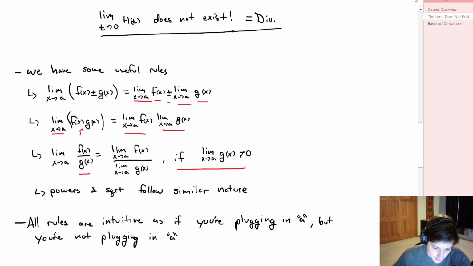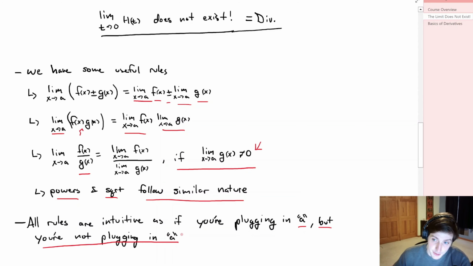You have a caveat though. You don't want to deal with this zero condition. And then powers and square roots, they'd follow a similar nature. And if you're having some intuition about this and you've seen similar things before for functions, well, it is kind of similar to if you were plugging in the value a instead of doing the actual limit, but that's not the case because we are not plugging in the value a.